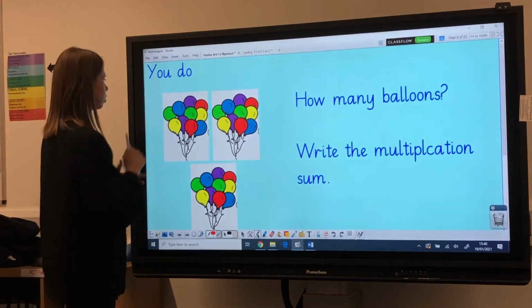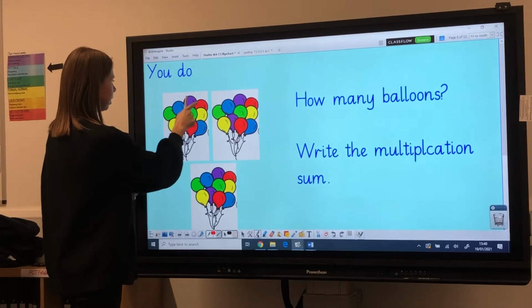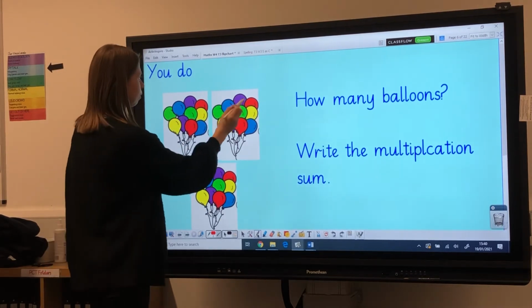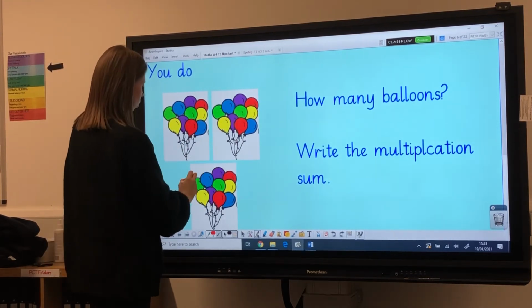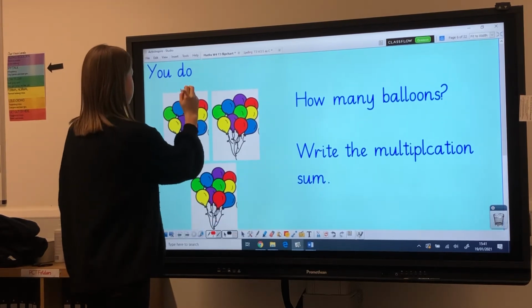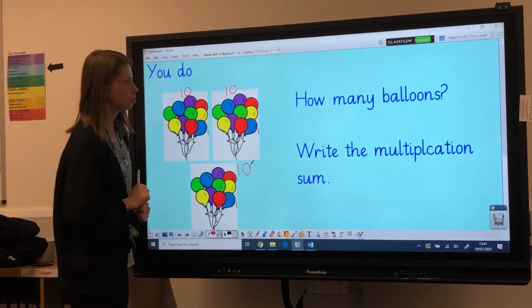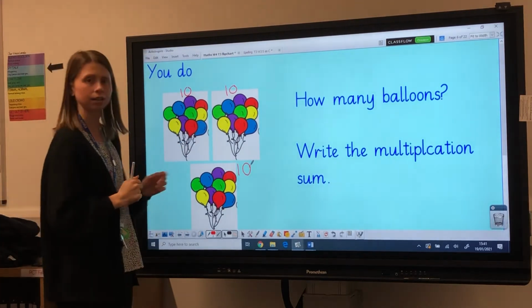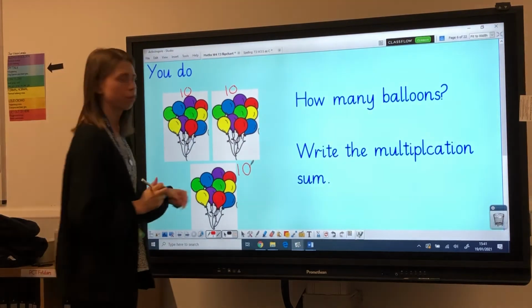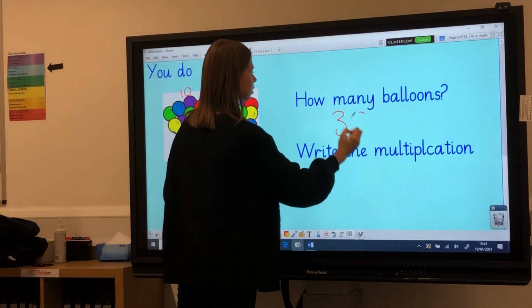How many balloons? 1, 2, 3, 4, 5, 6, 7, 8, 9, 10. So there's 10 in each group. So I'm just going to write that at the top to help remind me. How many balloons altogether? So we count up in tens to find the answer. 10, 20, 30. There are 30 balloons.